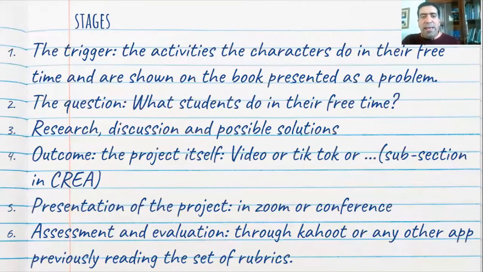So if we go to the next slide, you are going to see all this analyzed more in depth. And you are going to see that the triggers are the activities the characters do in their free time, the ones that are shown in the book. Then the question is what students do in their free time or what they want to share. I have changed the question. What do you want to share to the rest of the world, or what do you want to share to your colleagues or to your friends? Then you have the research, discussion, and possible solutions.